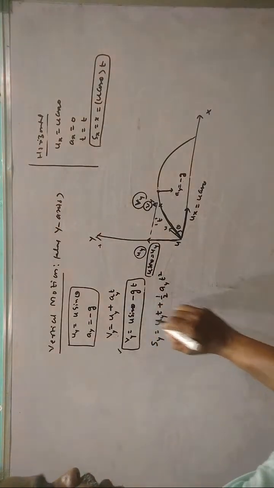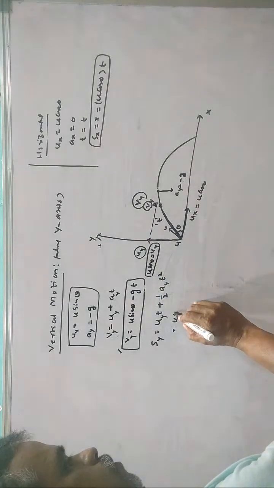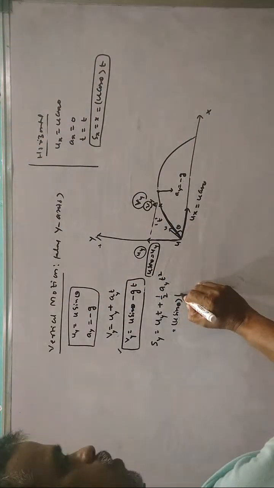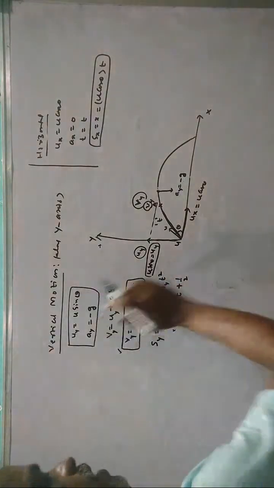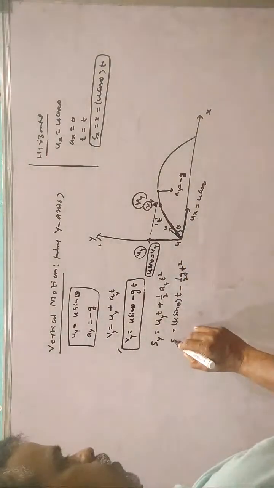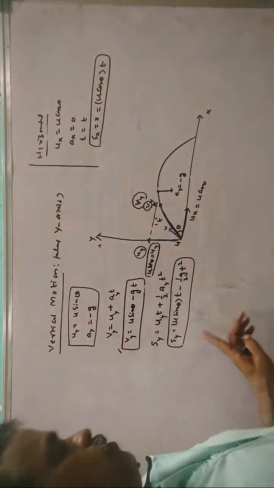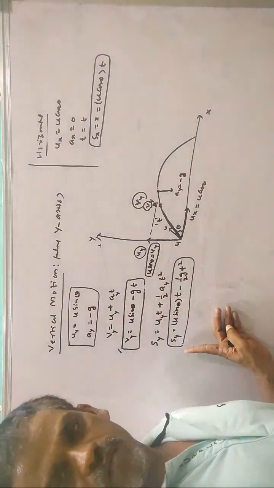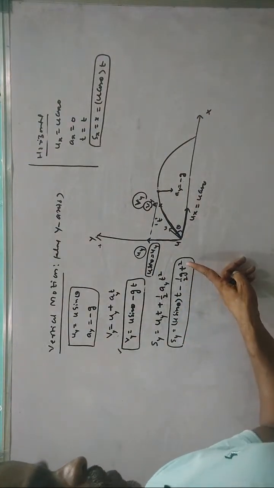So just substitute uy. uy is nothing but the initial velocity component u sin theta, into t, plus half ay, and ay equal to minus g, so minus half g t square. This is the displacement along y direction, in vertical direction, that is u sin theta into t minus half g t square.